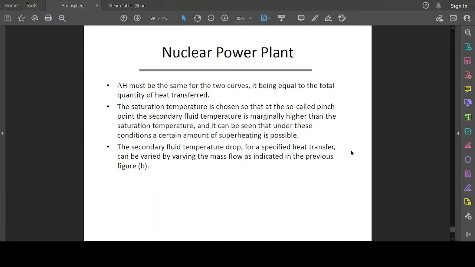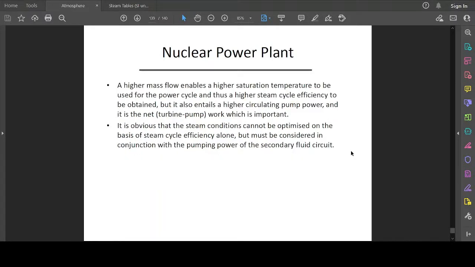So the secondary fluid temperature drop for a specified heat transfer can be varied by varying the mass flow, as indicated in the previous figure B. At a higher mass flow, it enables a higher saturation temperature to be used for the power cycle, and thus a higher steam cycle efficiency to be obtained. But it also entails a higher circulating pump power, and it is the net turbine and pump work which is important.